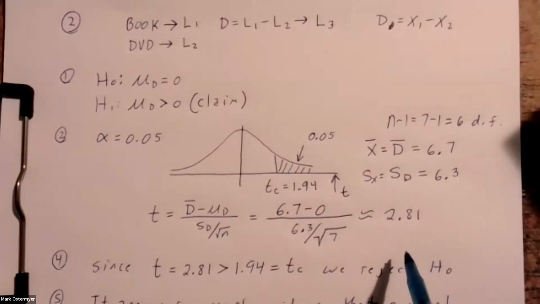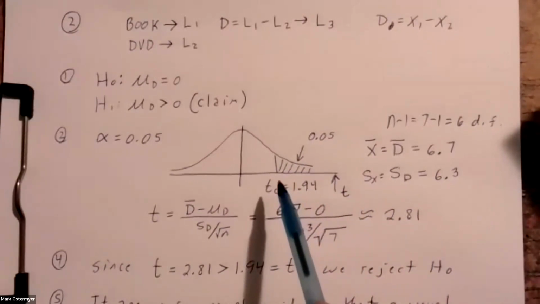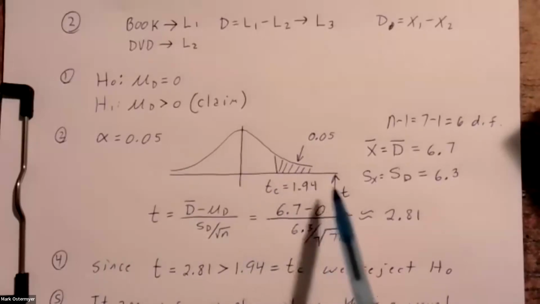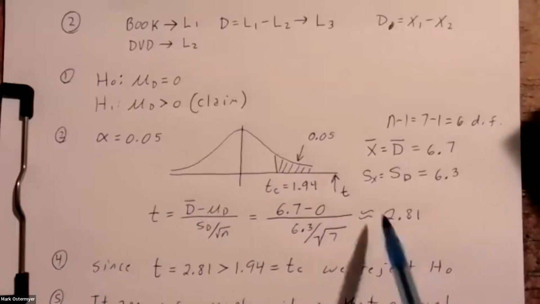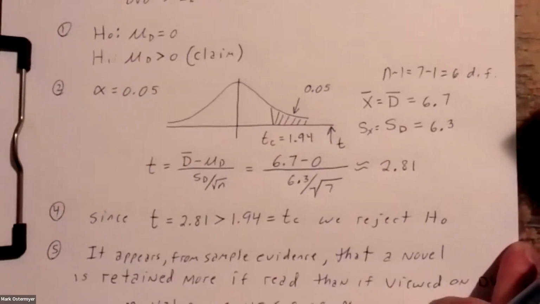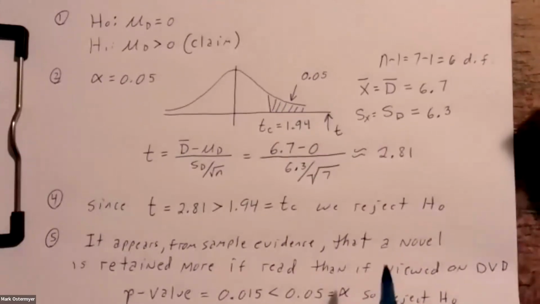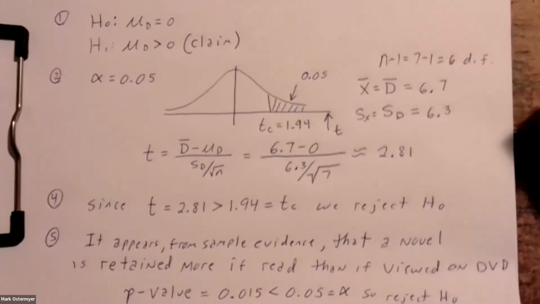And you can see that since 2.81 is greater than 1.94, the upper tail rejection region cutoff value or critical t-value, our test statistic falls in the rejection region. And therefore, we will reject the null hypothesis. So in plain English, it appears, ladies and gentlemen, that if we read a novel, we tend to retain more of it as opposed to if we view the novel on DVD. And anybody could understand what I just said in plain English there.